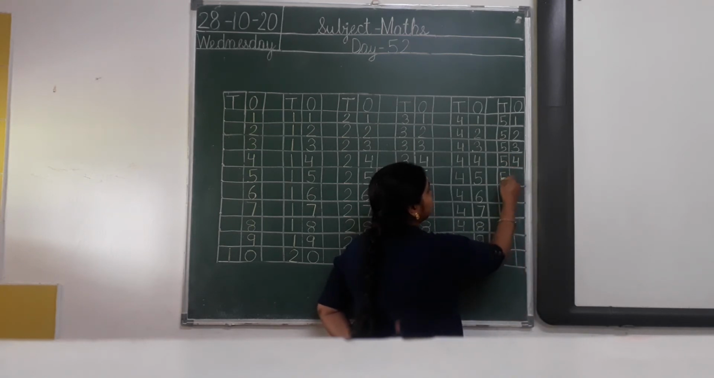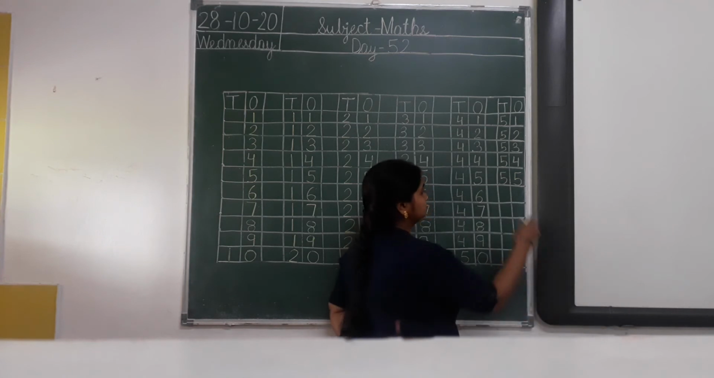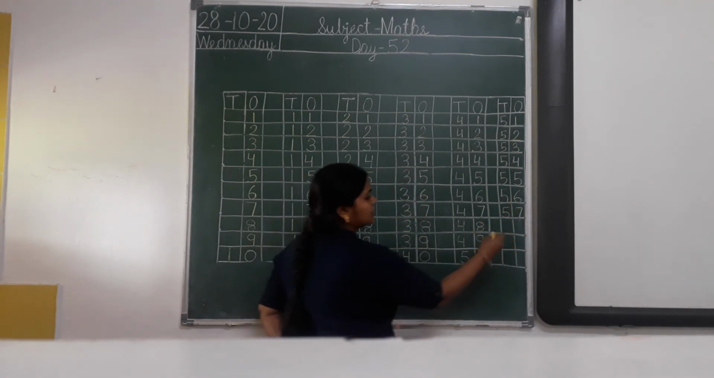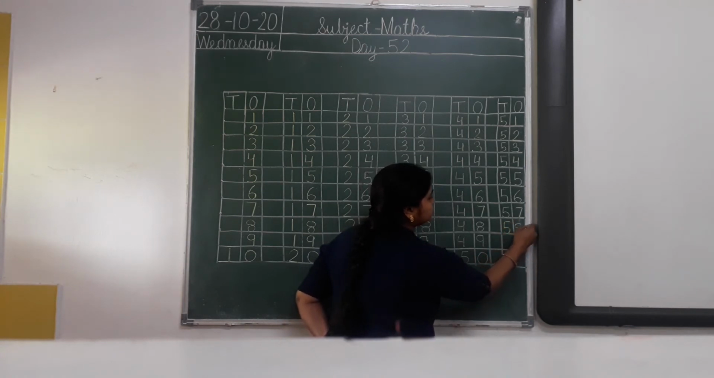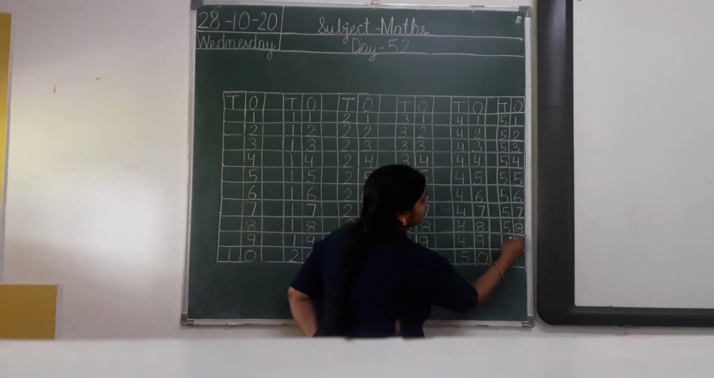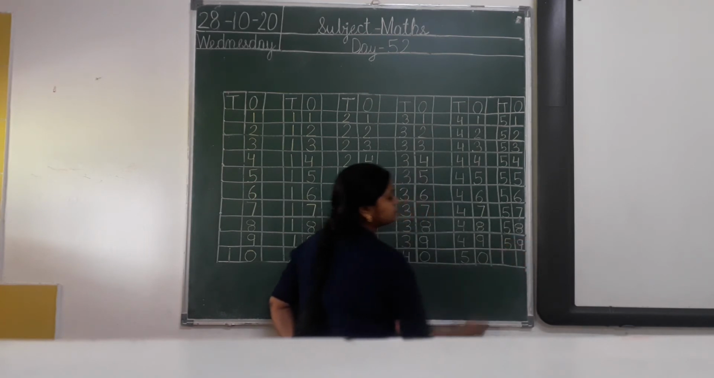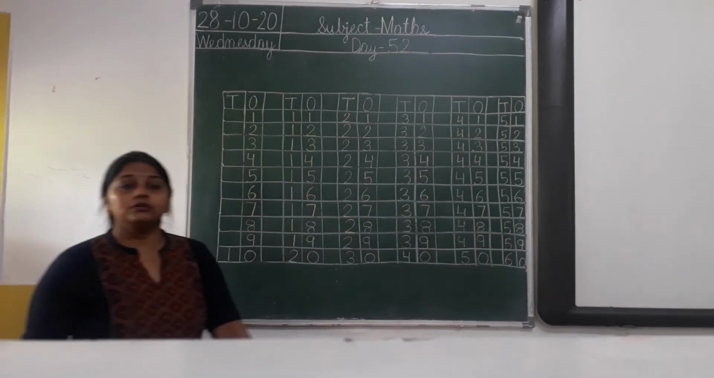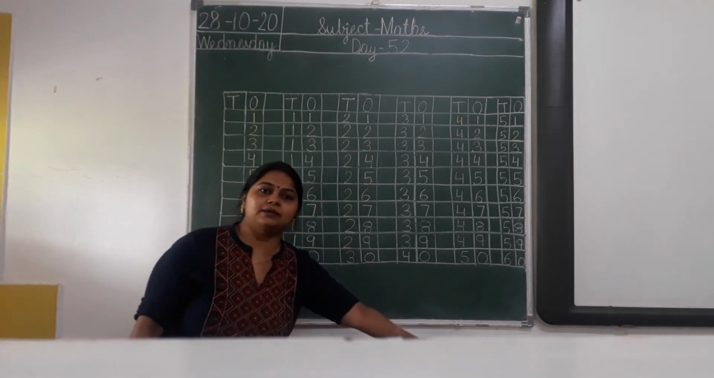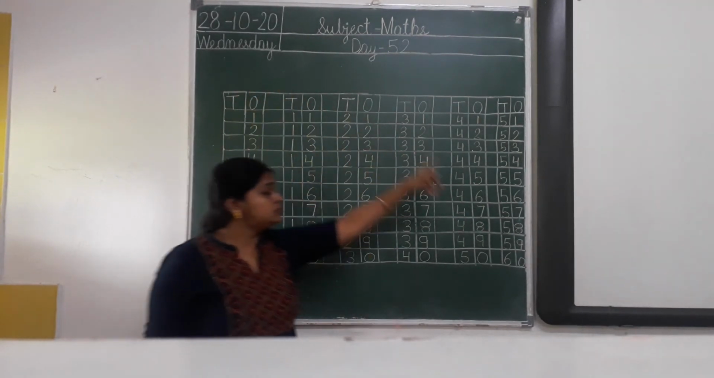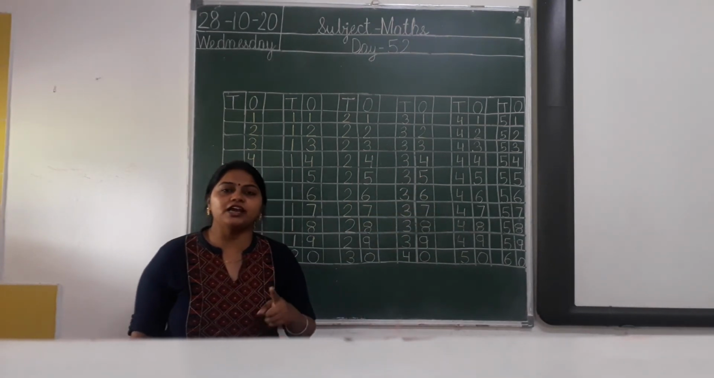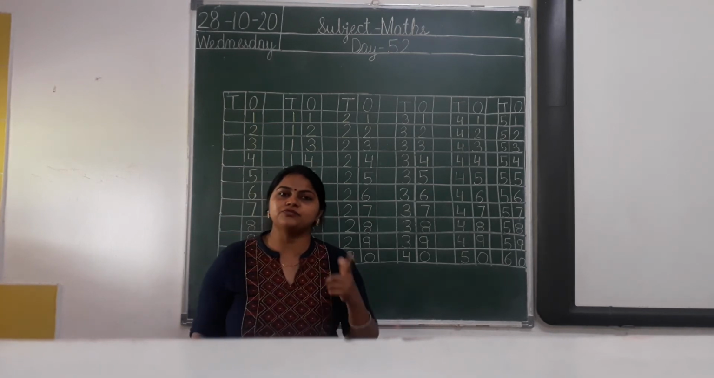Four, 55, 59, 60, 60. So you have to read all these numbers, from 1 to 60. Okay, so you have to learn the numbers from 1 to 60 and you have to tell your parents. They will ask the numbers from 1 to 60.